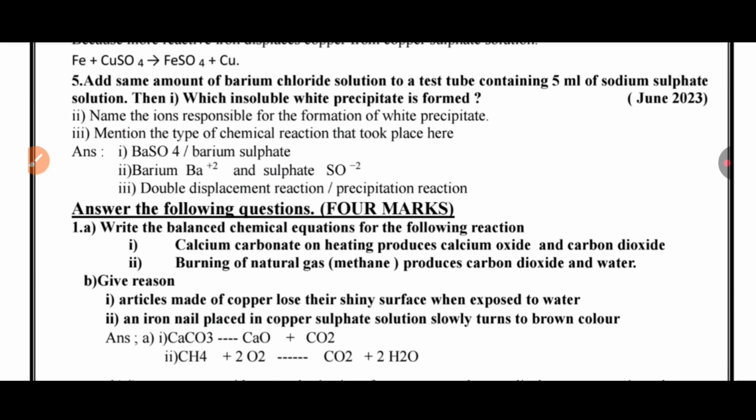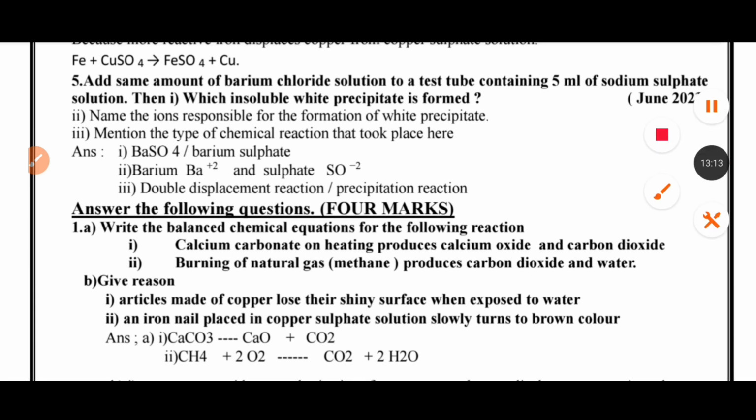So next question. Add the same amount of barium chloride solution to a test tube containing 5 ml of sodium sulfate solution. Then which insoluble white precipitate is formed? Name the ions responsible for the formation of the white precipitate. Mention the type of chemical reaction that took place here. Answers: BaSO4 or barium sulfate for the first question. Second question, answer barium Ba2+ and sulfate SO4 2-. Double displacement reaction or precipitation reaction.